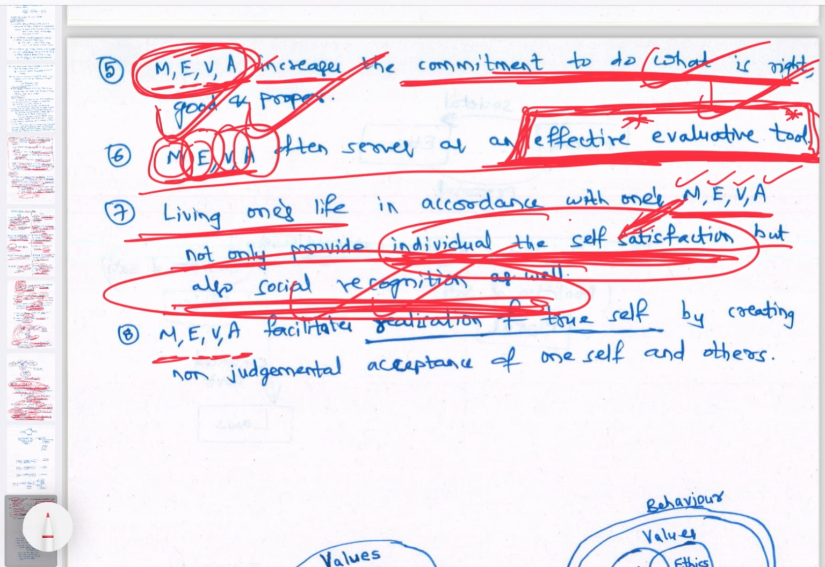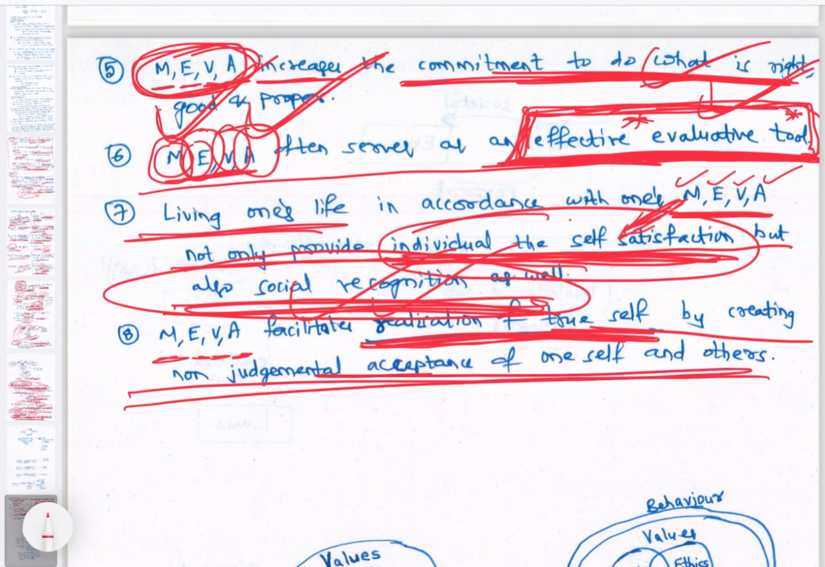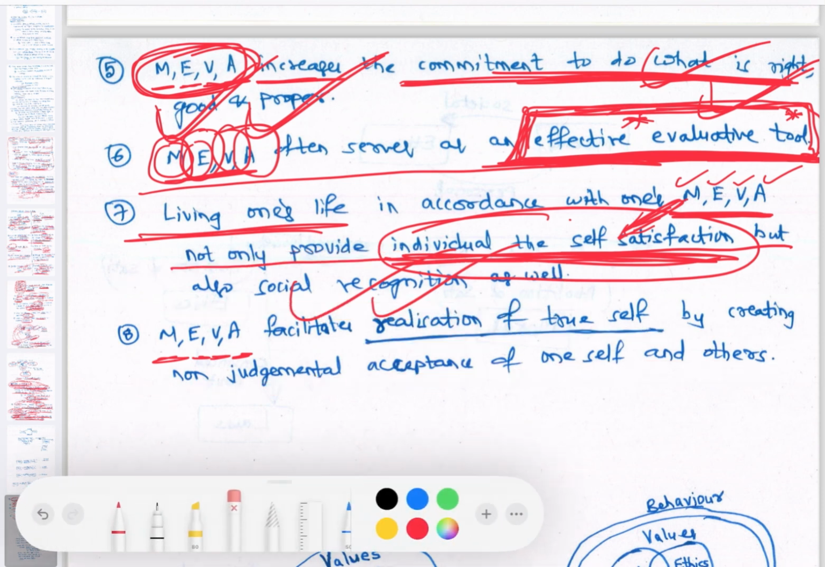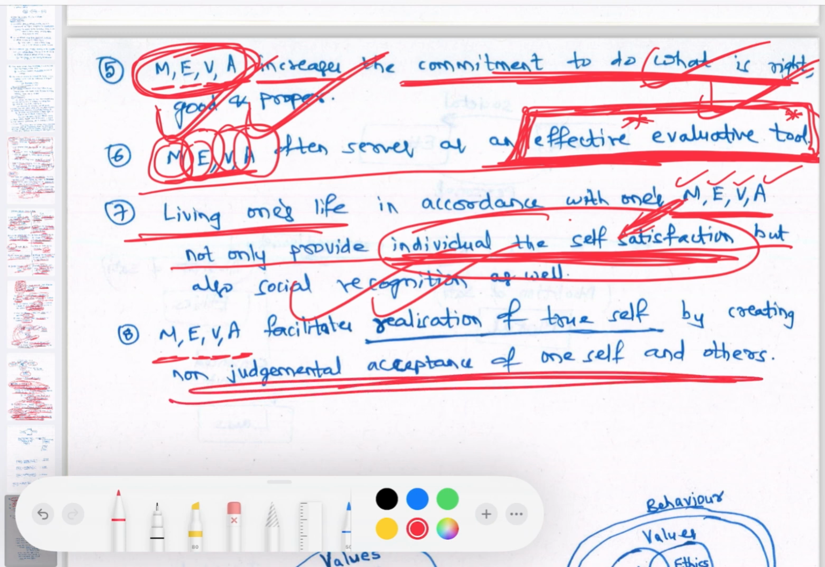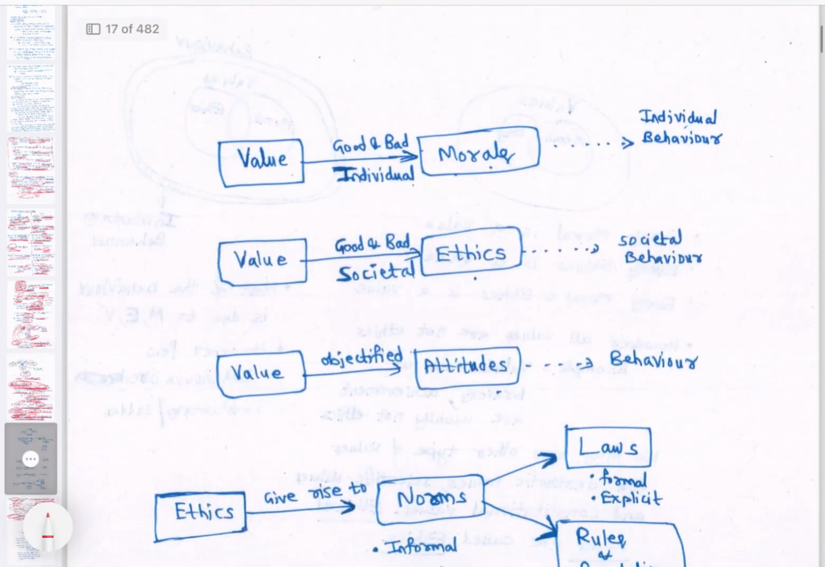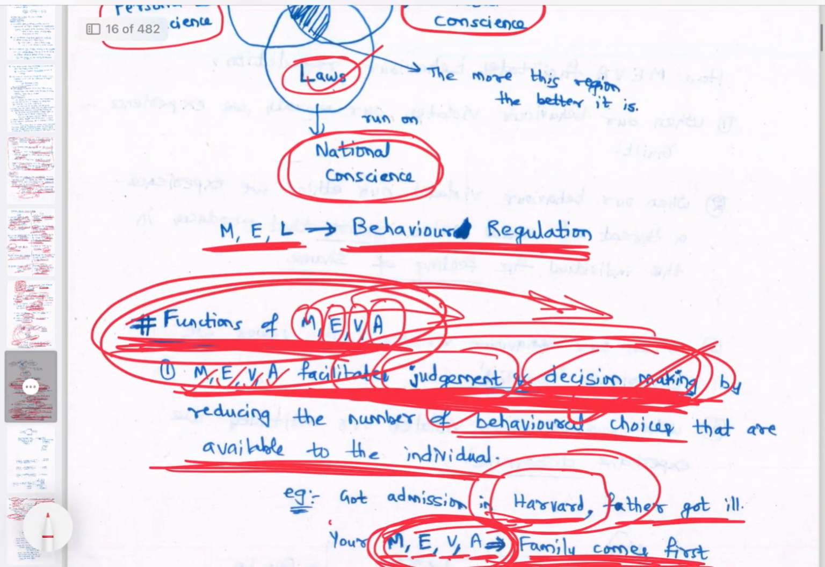And morals, ethics, values, and attitudes facilitate realization of true self by creating non-judgmental acceptance of oneself and others. Okay. In understanding your true self, your morals, ethics, values, and attitudes facilitate realization of true self. So these are the functions of morals, ethics, values.